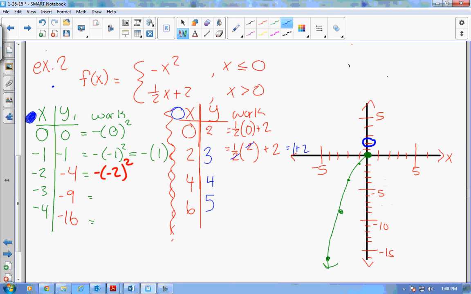2, 3, 4, I didn't go up high enough. And 6, 5. And that should look linear. This is for all x's greater than 0. So we have an open starting point, and then it goes on to the right forever for all numbers greater than 0. That's the graph. Okay. Any questions?